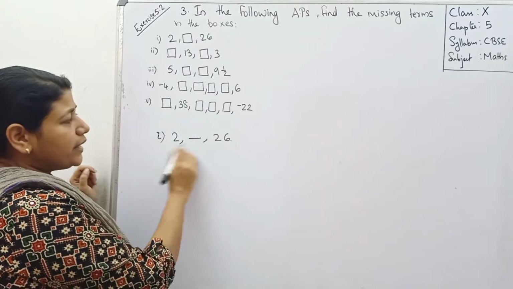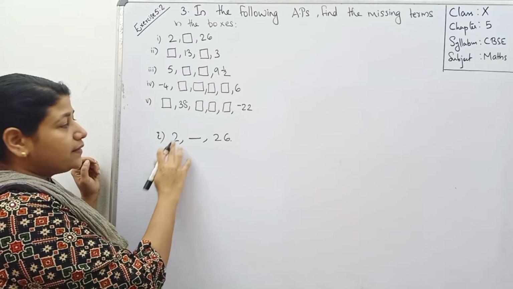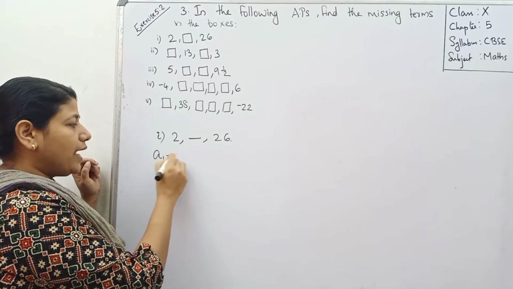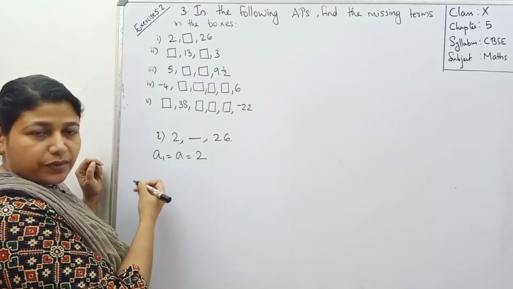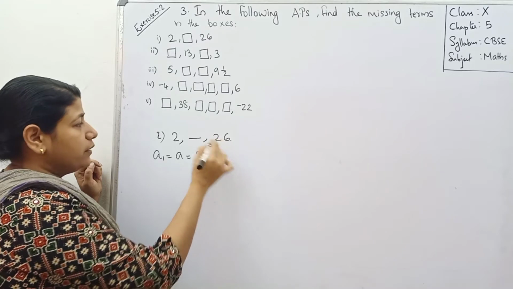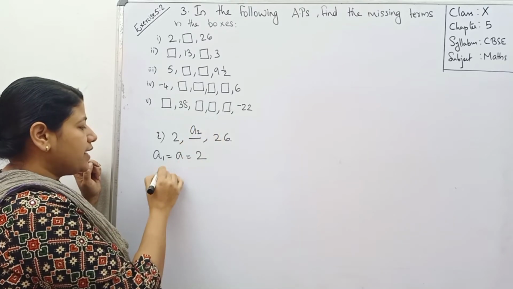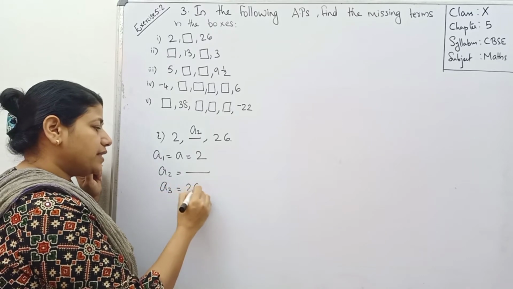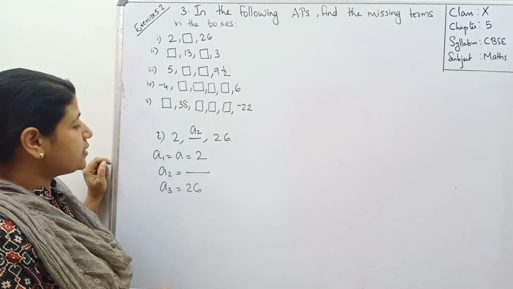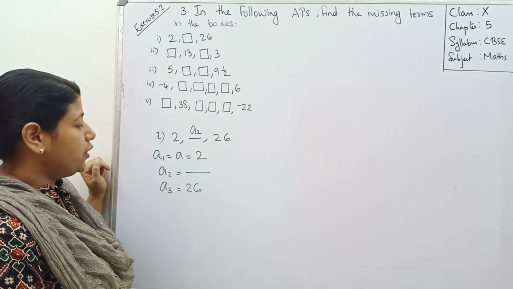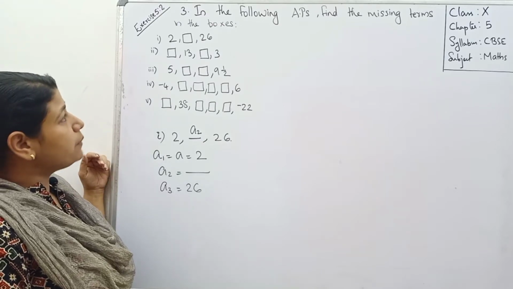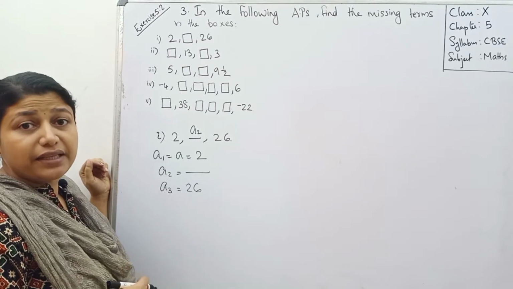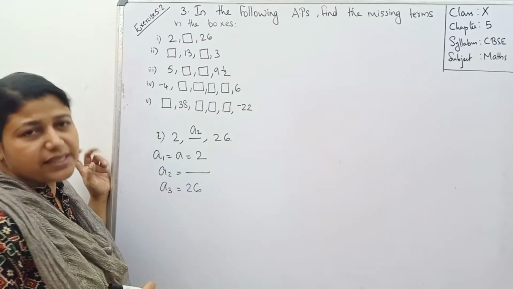First question: 2, blank, 26. This is the first, this is the second, and this is the third. The first term a1, or a, is given as 2. We have to find the second term, and the third term is given as 26. Whenever we want to find any term of the AP, we have to know the first term and the common difference. Then it will be very easy, isn't it?